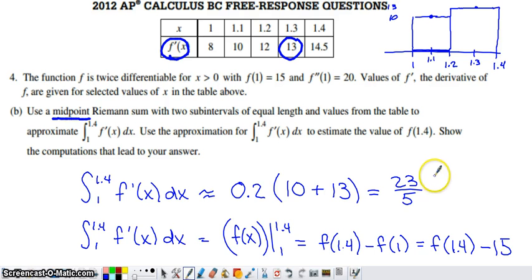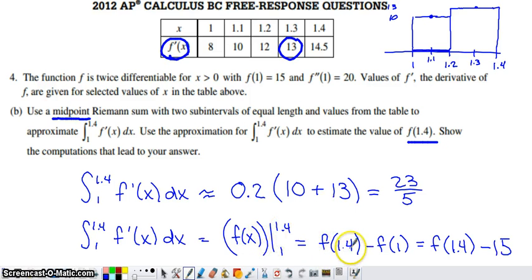And then the tricky part of this question is, how do you use this result to estimate the value of f of 1.4? Now if you think about how you would normally compute the value of this definite integral, you'd use the fundamental theorem of calculus and you'd find the antiderivative of f prime. Well, the antiderivative of f prime is f. And then once you have that antiderivative, you're going to toss the upper limit in place of x, the lower limit in place of x, and take a difference.